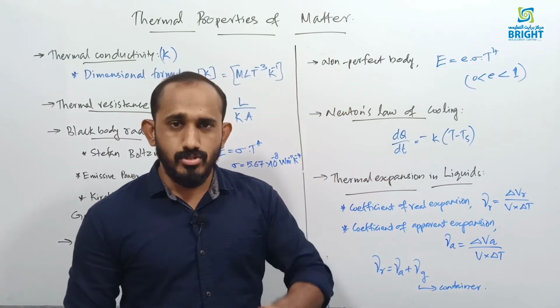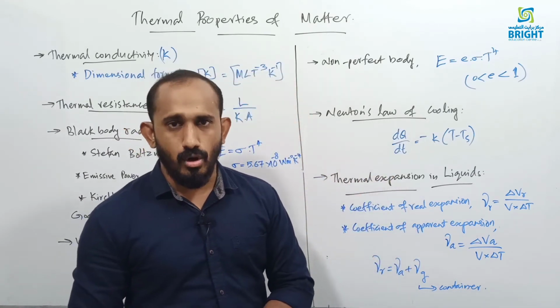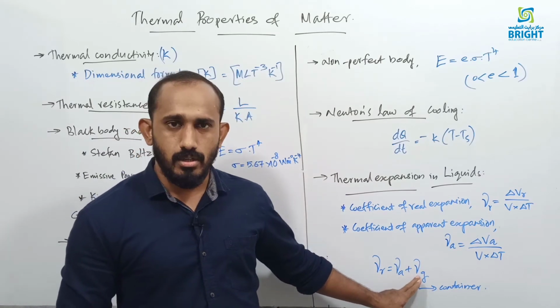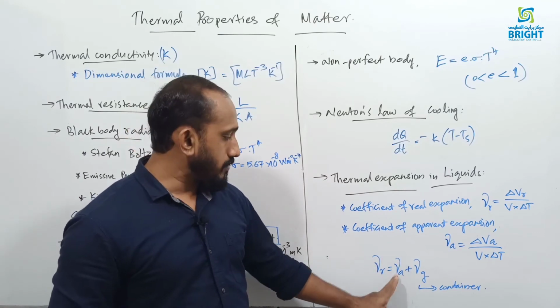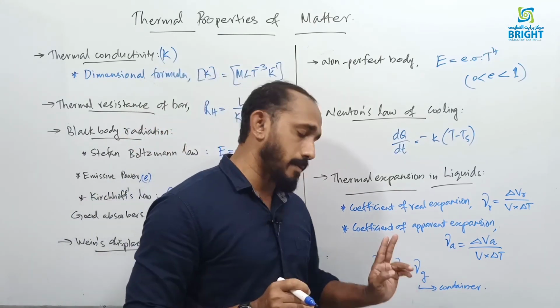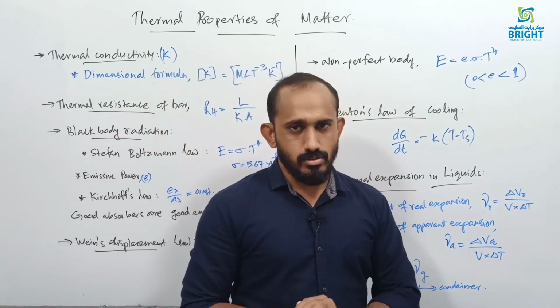And if gamma G is the container's coefficient of volume expansion, then gamma R is equal to gamma A plus gamma G. The coefficient of real expansion will be equal to the coefficient of apparent expansion plus the coefficient of volume expansion of the container, gamma G. The relation is there. So that happens for the liquids in this case.